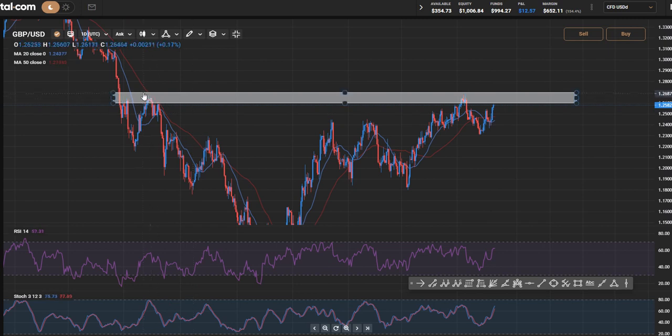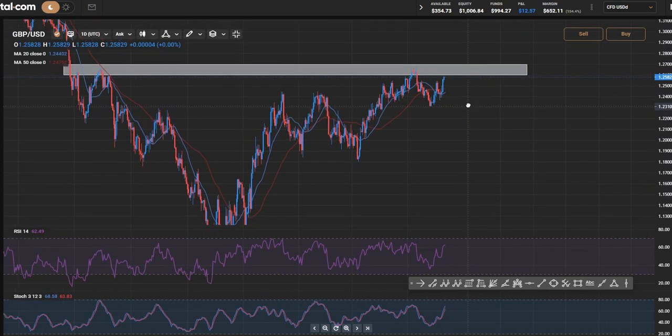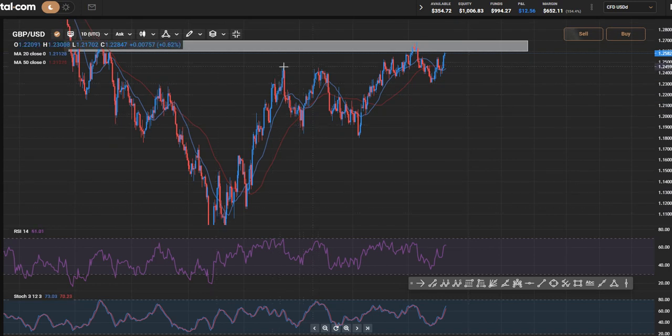So we came up, got rejected. Now we got this point and got rejected as well. Now we are having an uptrend. Now we did a double top here, dropped back down, and it'll start going up.